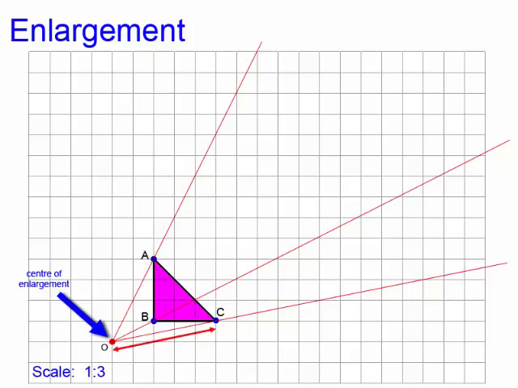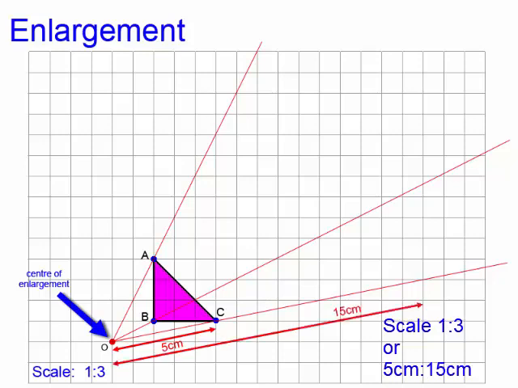For example, if we measure the distance between O and C, this distance is represented by the number 1 in the scale. So if this distance was 5 centimeters, then the corresponding point for our new triangle will be 3 times this distance along this line, which means this point will be located along this line 15 centimeters from point O. And we mark this point C1.